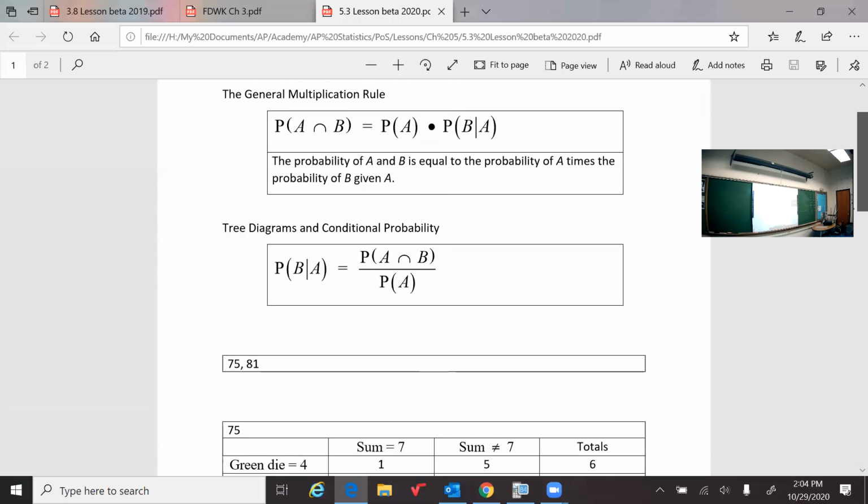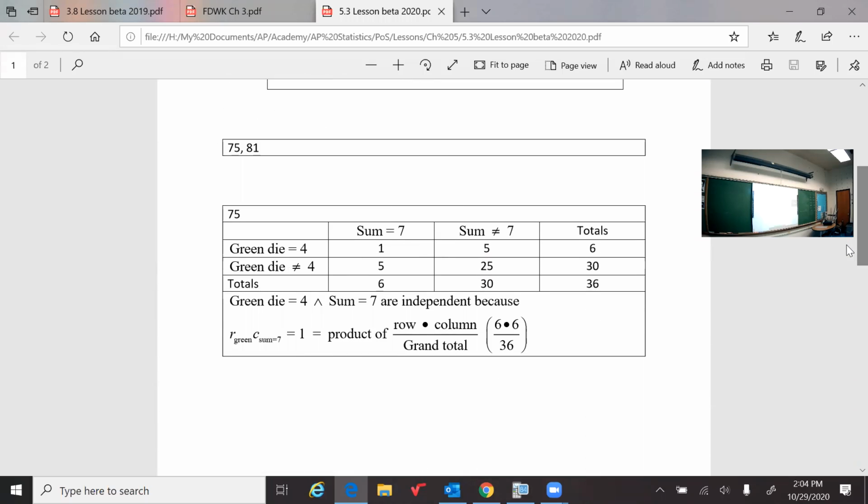All right, so let's look at 75. Here's your two-way table. Now, it doesn't matter whether you made the sevens the rows or the columns. If you have 7 as being rows and green and not green being columns, that's fine. So I'm here. The sum equals 7. All right. The sum of the dice.